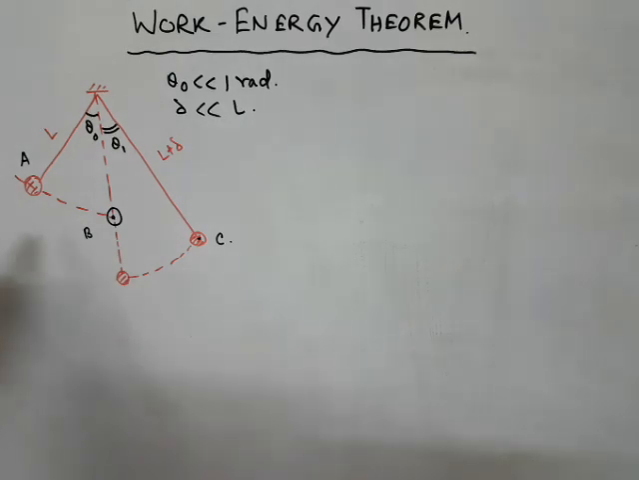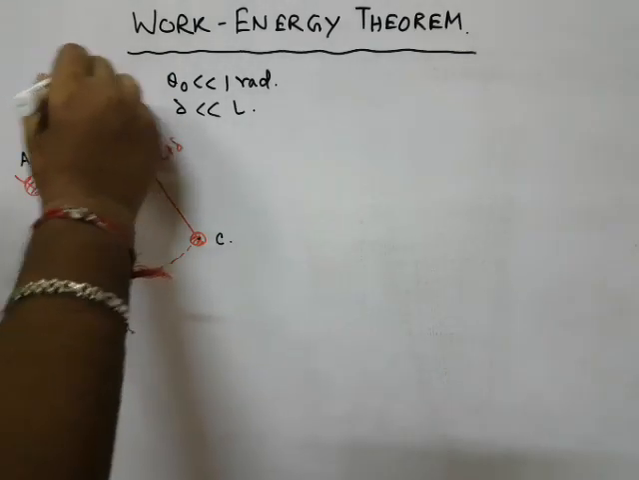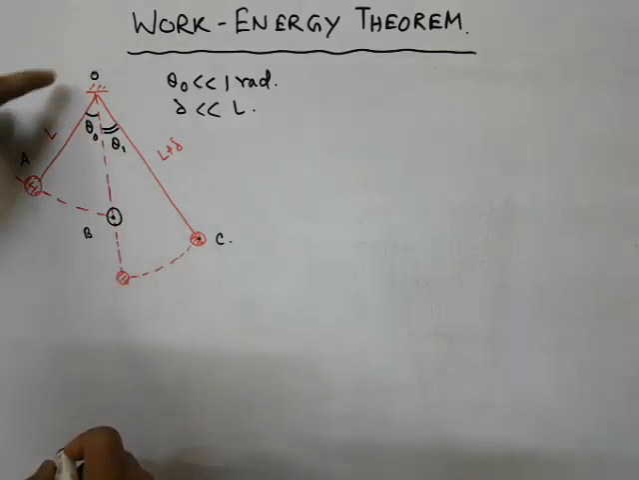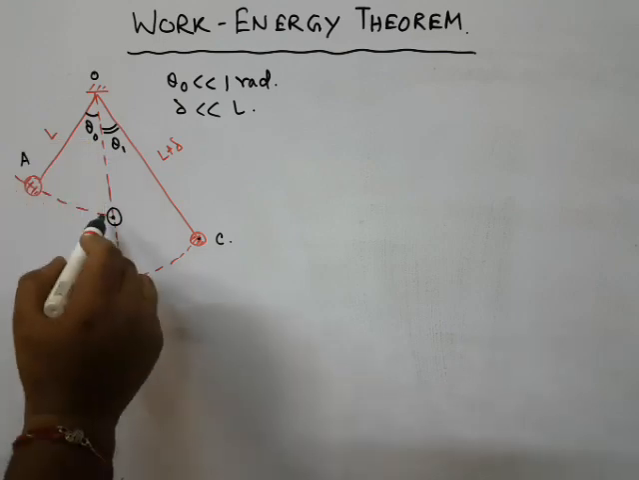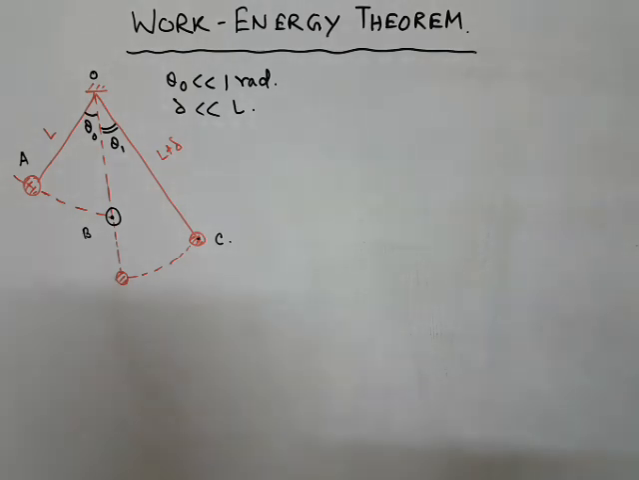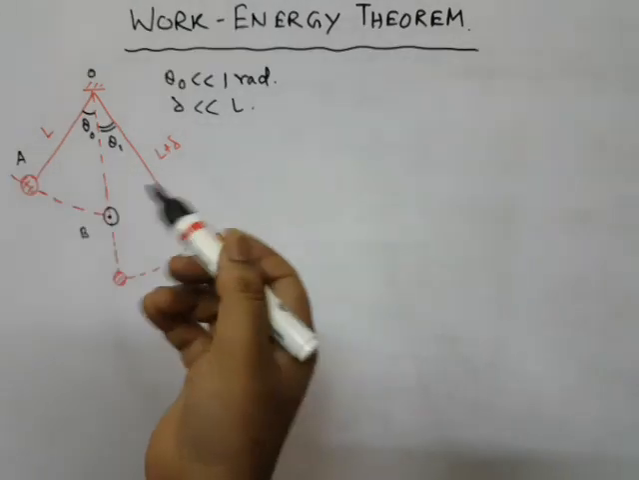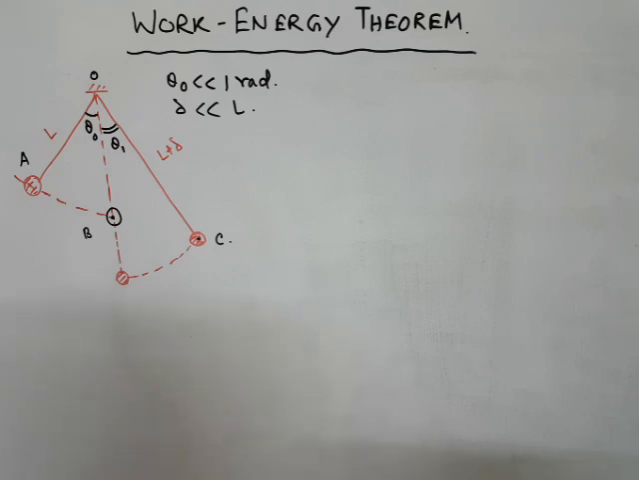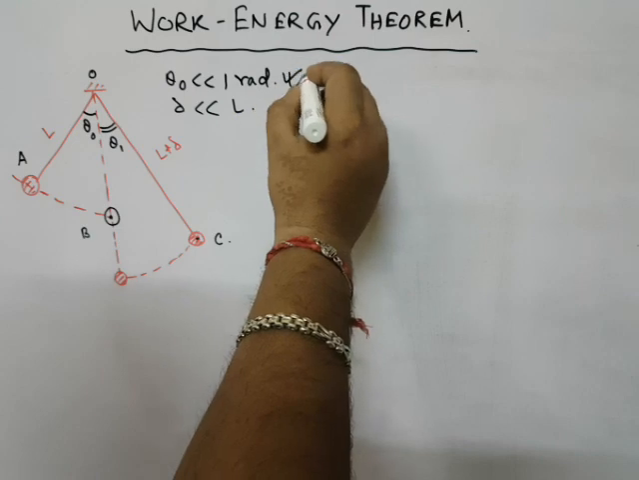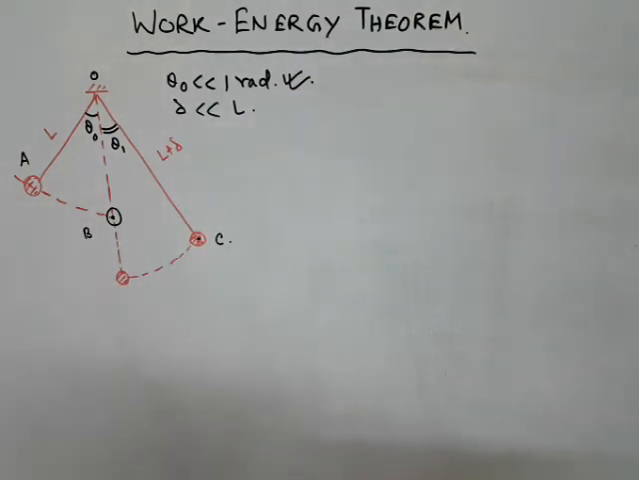If we consider this point as O, then this angle AOB is theta naught, and the angle BOC is theta 1. What we need to do is find the relation between theta 1 and theta naught. We will apply the work energy theorem and the conservation of mechanical energy here. The conditions given are theta naught is very much less than 1 radian, and delta is very much less than L.